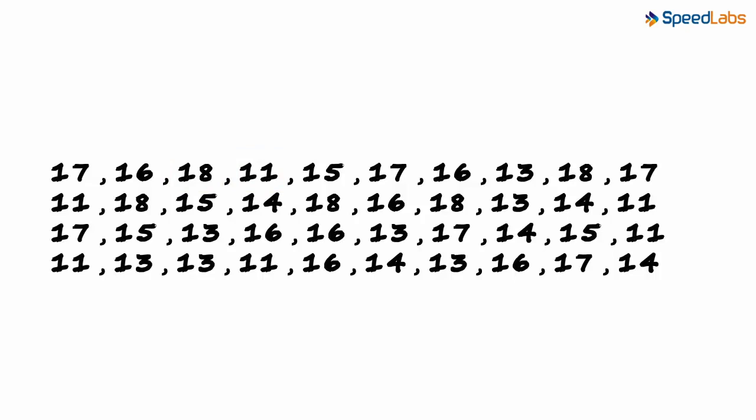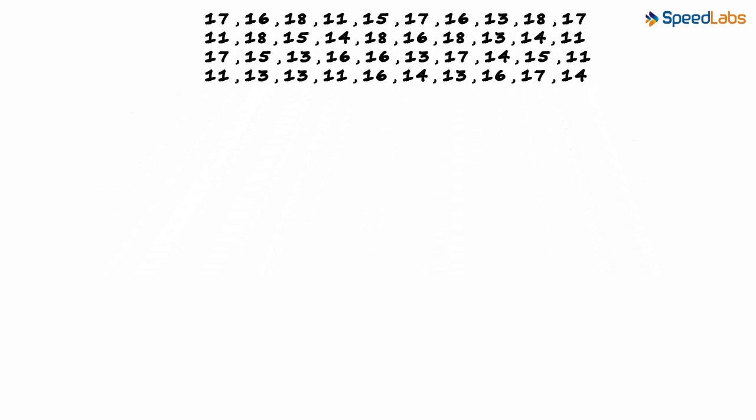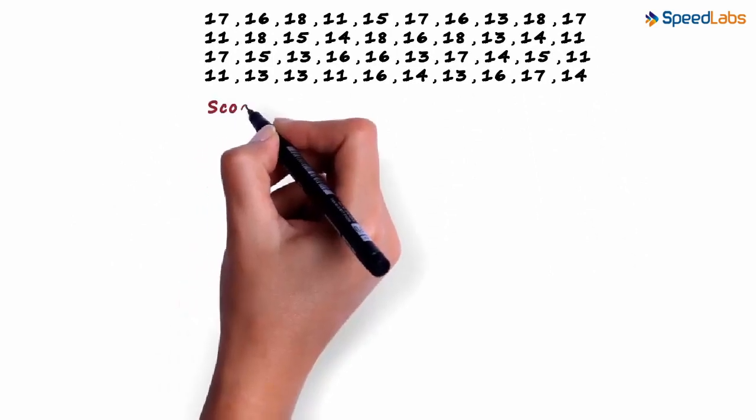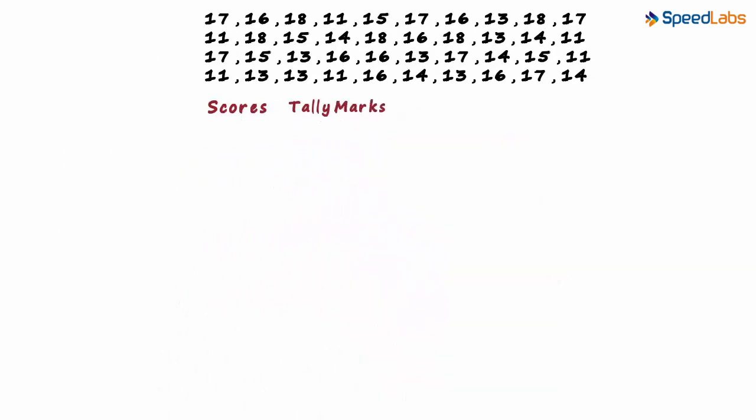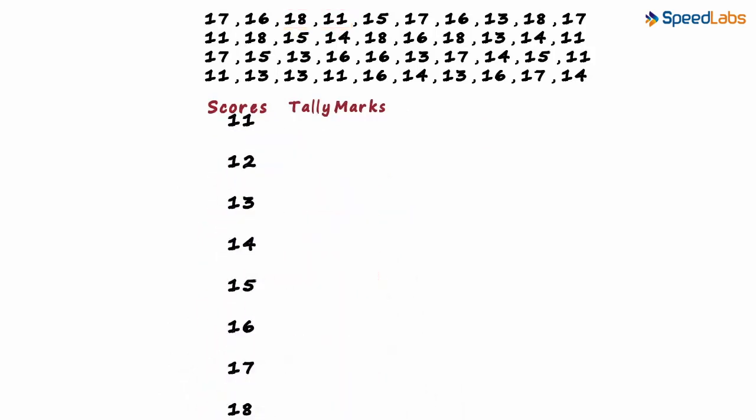Here, we tried tally marks to see how many students have scored the same marks. So let us make two columns of the scores and tally marks for each of the scores. The scores range from 11 to 18. We write all numbers from 11 to 18. The first student says 17. So we put a vertical line next to 17. The next student says 16. So we put a vertical line next to 16. And we continue the process of adding vertical lines.